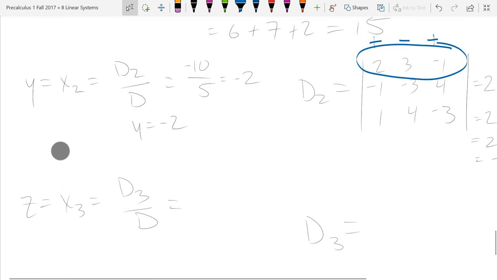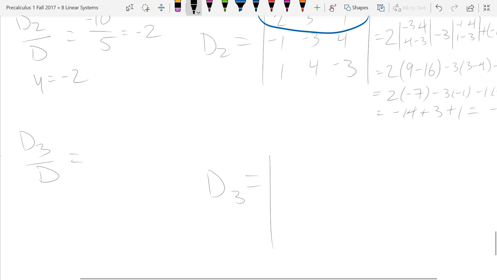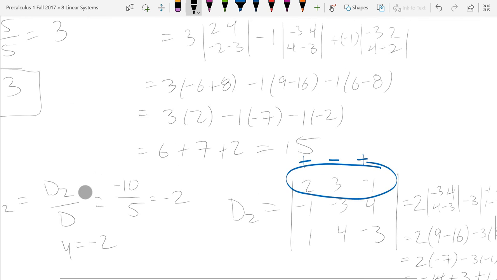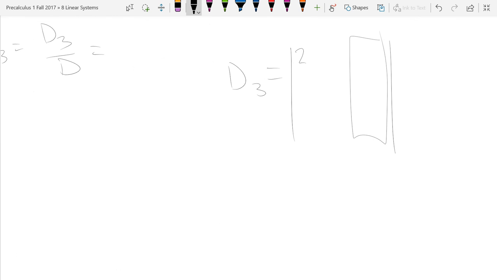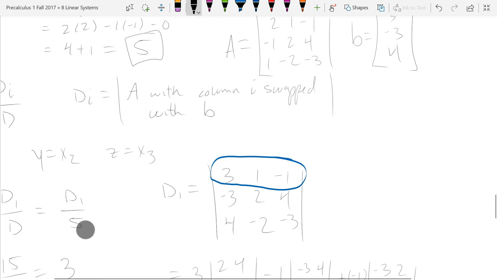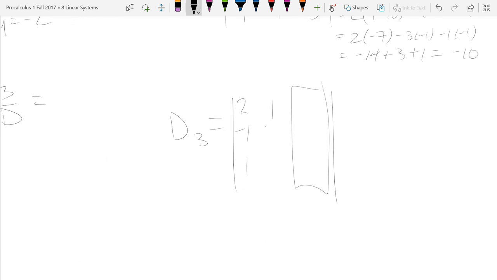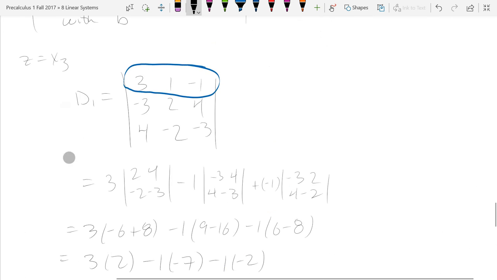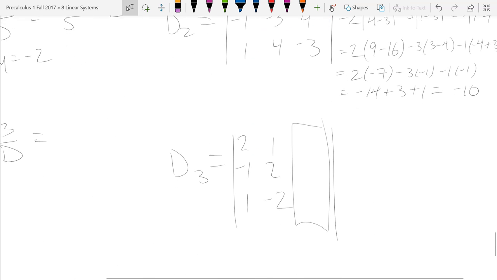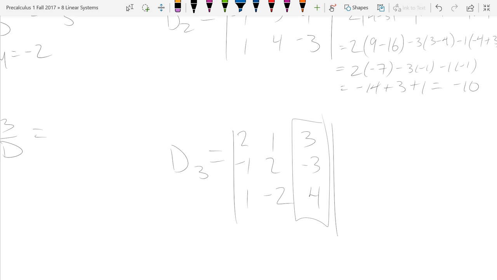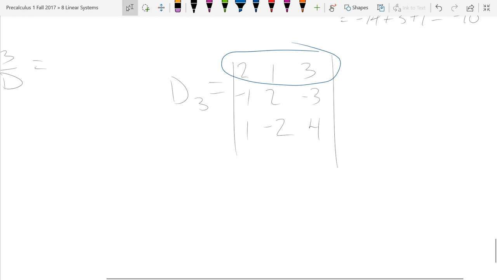And last up, we're going to get our D3. So this time, we have the third column swapped out with constants. So our first two columns are the originals. The first column is 2, negative 1, 1. Second column, 1, 2, negative 2. And the constant column is taking the third column position, 3, negative 3, 4. And we'll compute D3 the same, going across row 1.